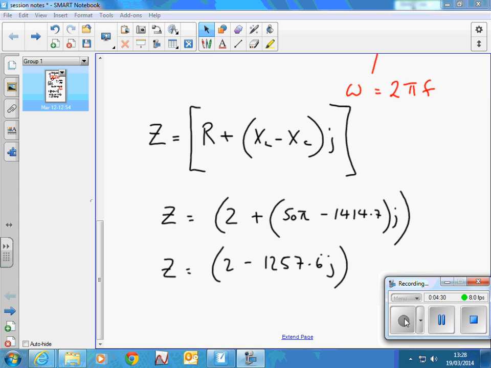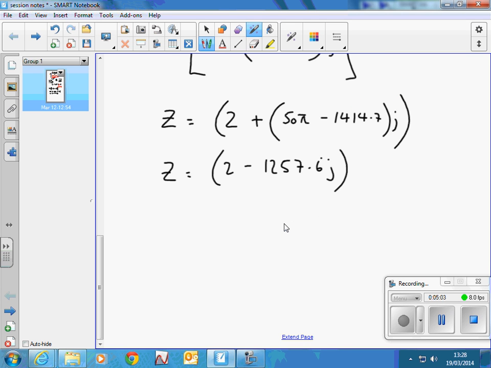So if we do this, we work out that XL turns out to be 50 pi, XC turns out to be 1414.7, both in ohms because they're reactances. So I subtract XC from XL and I get minus 1257.6 J. So in other words, the overriding influence in the circuit seems to be a capacitive effect. That's the bigger of the effects. So that's the impedance. Now I want to use Ohm's law to work out what the current is.